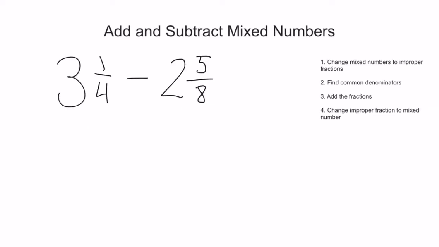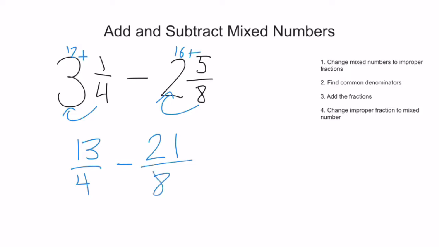So the first step is to change the mixed numbers to an improper fraction. 3 times 4 is 12, plus 1 is 13 fourths, minus 8 times 2 is 16, plus 5 is 21. So I have 21 eighths. Next, I need to find common denominators. I can simply just do 4 times 2 to get my common denominator. This isn't the only option. If you solved it a different way, we'll still work back to the same answer. 26 eighths minus 21 eighths, because I did not need to change my 21 eighths.